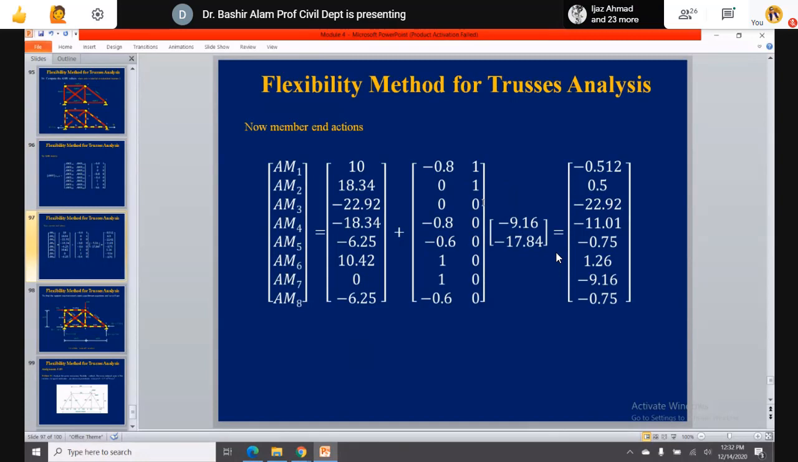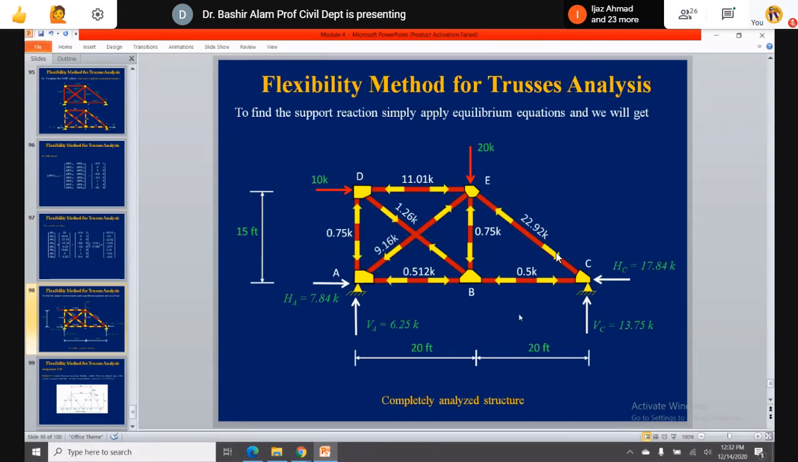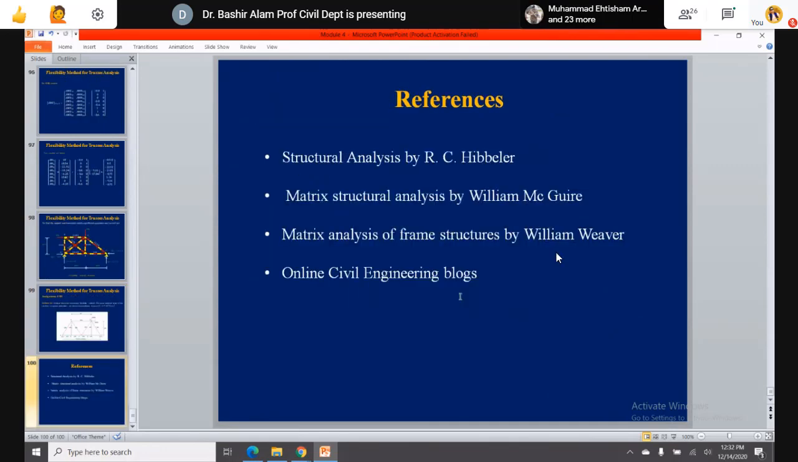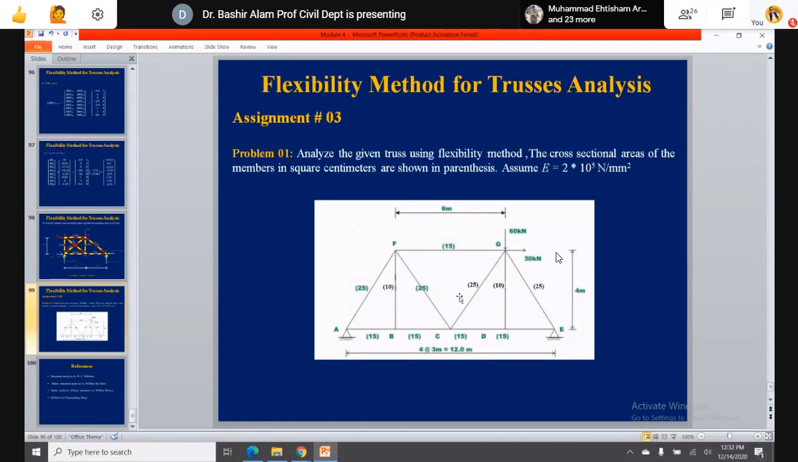Now, member interactions are found, and then we put them on here. All the support reactions and member interactions are found. Member actions, you see the member forces, and this is the completely analyzed structure. After this, now you will get assignment 3. You will have to analyze the structure, and I'll ask Habibullah to give 2-3 more interesting problems to them. You design them and you post for them.